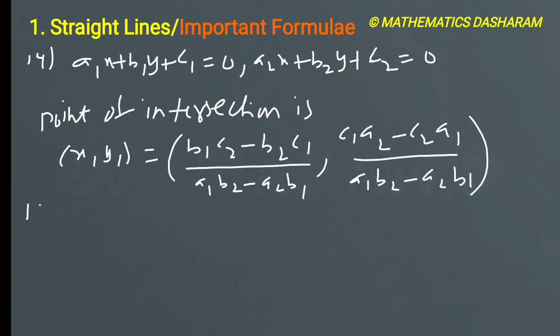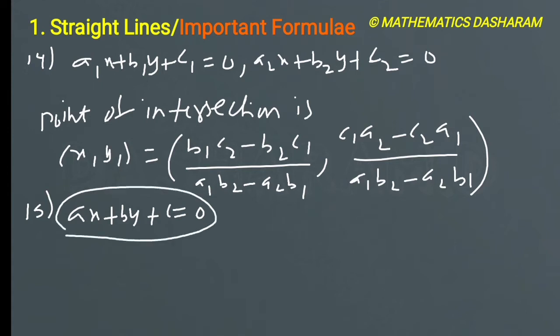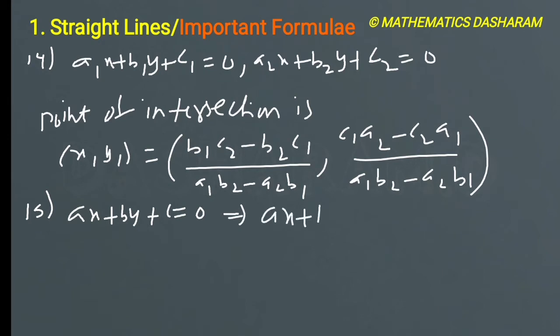Next formula, the 15th one. For example, a line ax plus by plus c equals 0. To find the equation of a line which is parallel to this, we have a formula: ax plus by plus k equals 0. That means for a line parallel to the given line, x and y come as they are, only the constant value will be changed. Then definitely the two lines will be parallel.